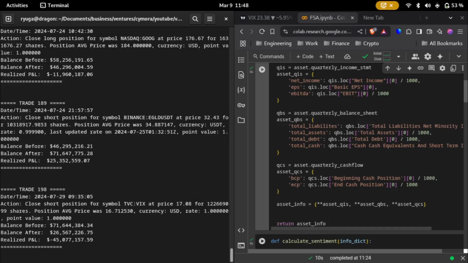Now, this is where I start trading volatility. This is July 29th, 2024. I'm closing a short position against the VIX for a pretty large number, as you can see there, and the realized profit and loss on that trade was negative 45 million, bringing my account down to 26 million.